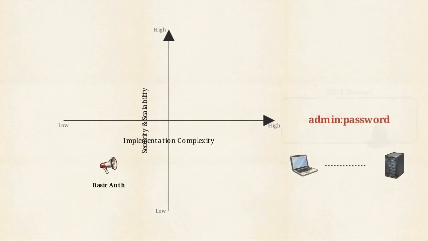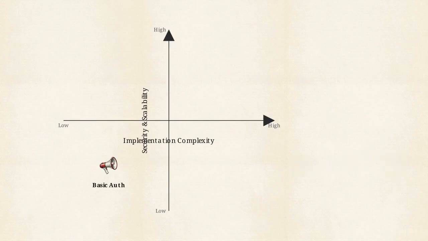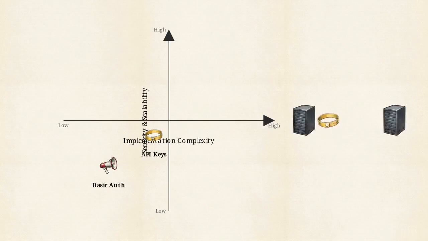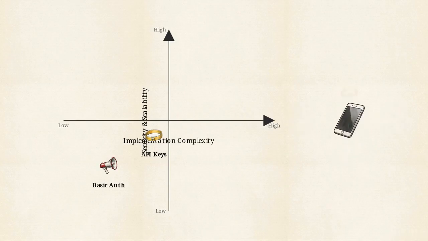Moving slightly up and to the right, we have stop 2, API keys. This is the VIP wristband. It's a long, random string issued once and attached to every subsequent request, allowing seamless machine-to-machine communication without constant logins. But wristbands only work if they can't be easily duplicated. If you bake an API key into a mobile app or public JavaScript, attackers can easily extract it. It's exactly like printing your VIP wristband on a t-shirt for anyone to screenshot.